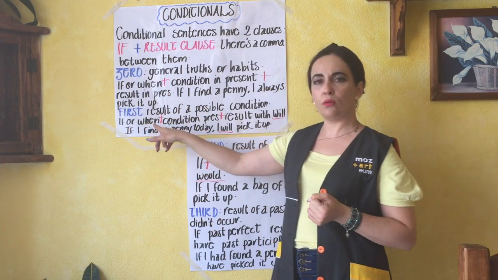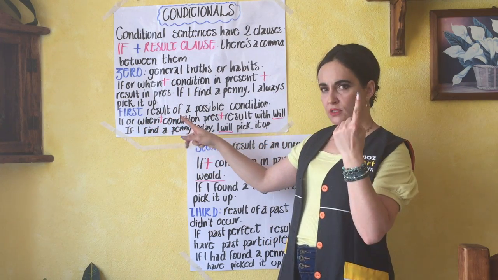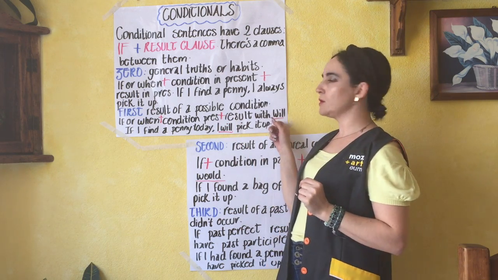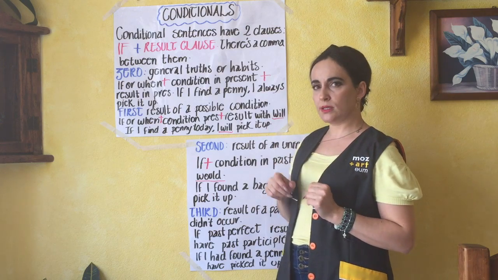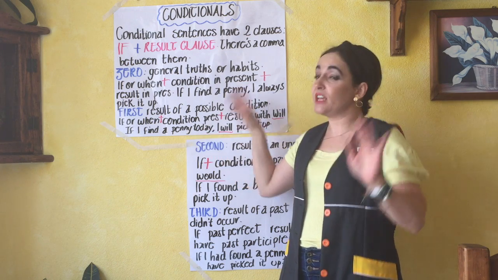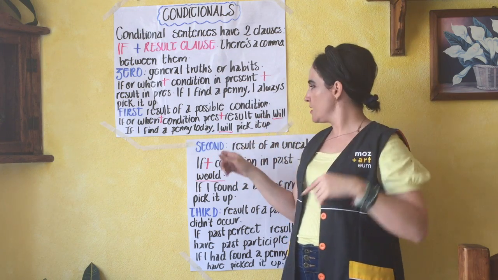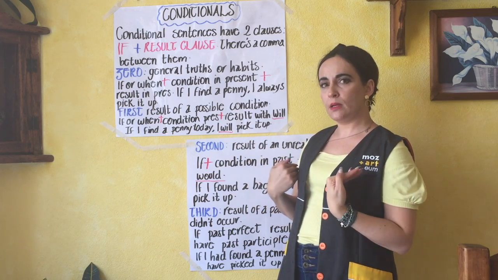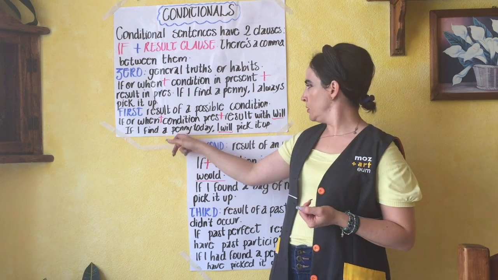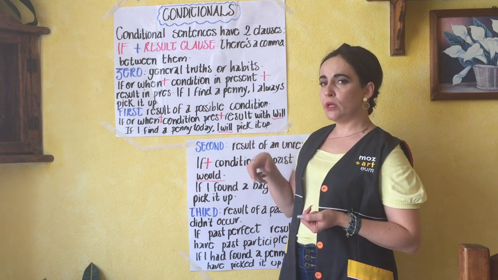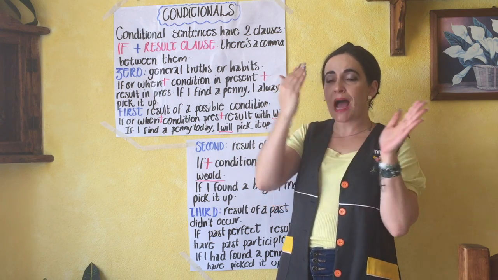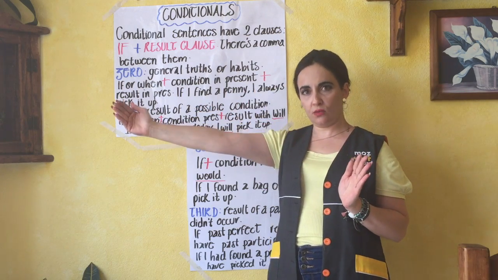Both can use if or when, and both describe the first situation in present, but then after the comma, the result is written with will. Okay? So here's an example. If I find a penny today, comma, I will pick it up. So I'm saying, si yo me encuentro una moneda hoy, yo la recogeré. Now we are using will, the future. Okay? If this happens, I will react this way.